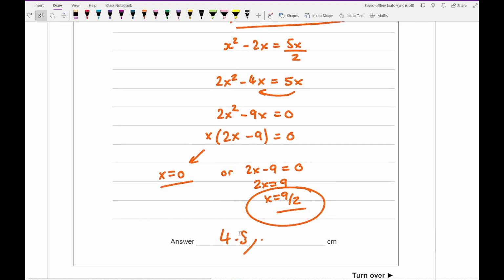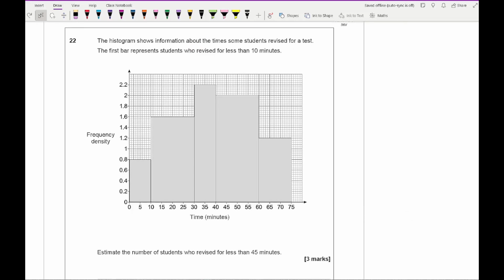Now moving on to question 22, it says the histogram shows information about the time some students revised for a test. The first bar represents students who revised for less than 10 minutes, and the question is asking us to estimate the number of students who revised for less than 45 minutes. Now for this, what we need to do is work out the frequency of each of the bars. Now we know that the frequency is equal to the area of the bar.